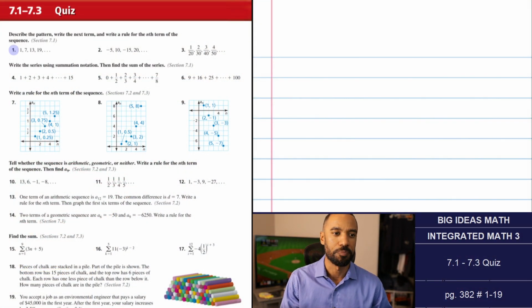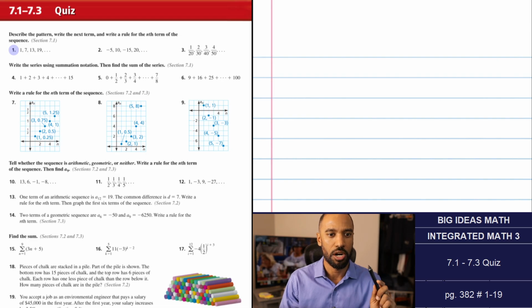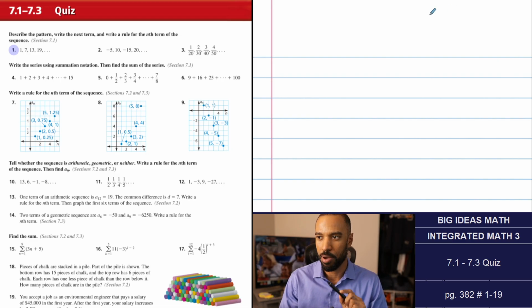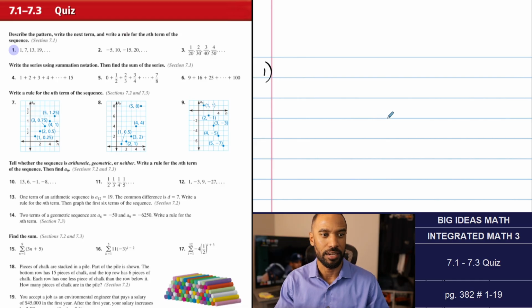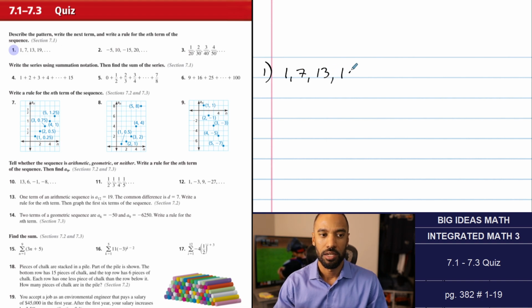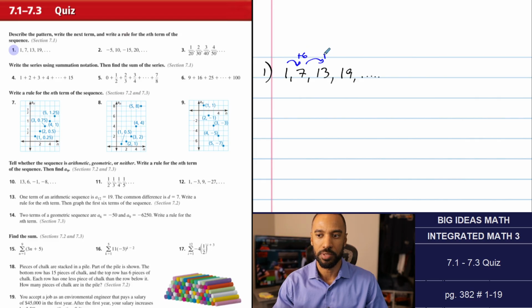We are going to, numbers 1 through 3, describe the pattern, write the next term, and write a rule for the nth term of the sequence. And like I said, this is out of section 7.1, but that doesn't negate the fact that if something's arithmetic, I'm going to call it that. When they say describe the pattern, that's how I've been describing it. If it's been arithmetic, I've been calling it arithmetic, and that's what number 1 looks like. It has a common difference of 6. You add 6 from one term to the next. That is what an arithmetic sequence does, and that's how I'm going to describe it.